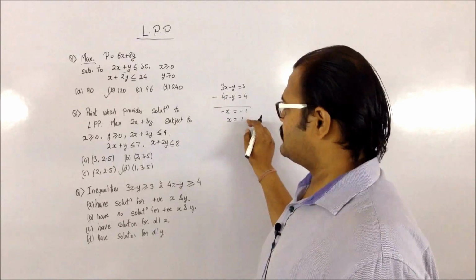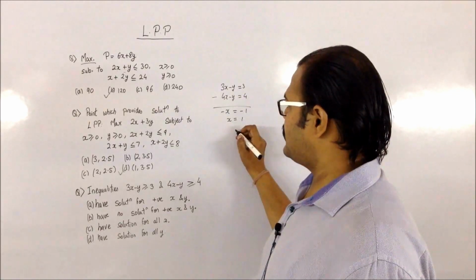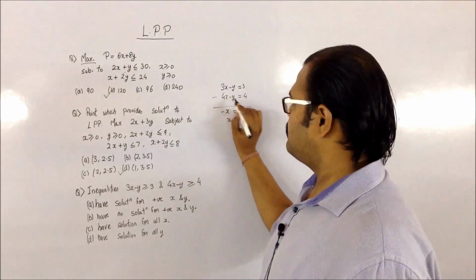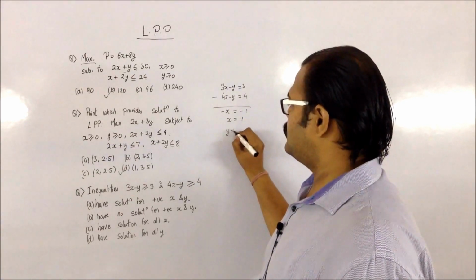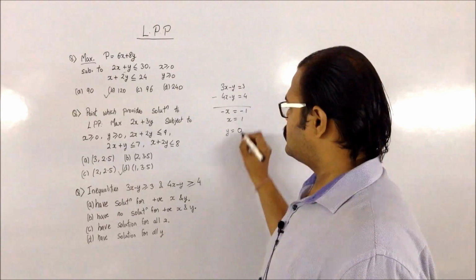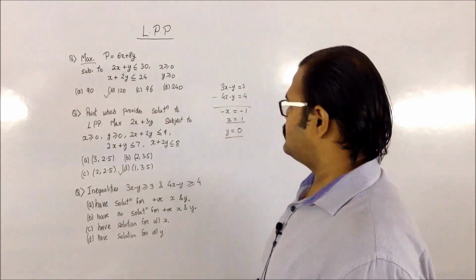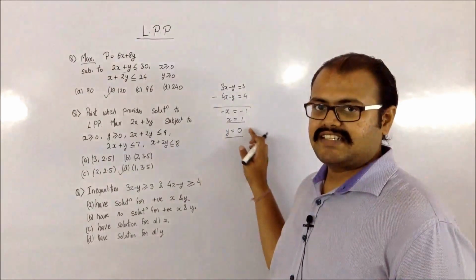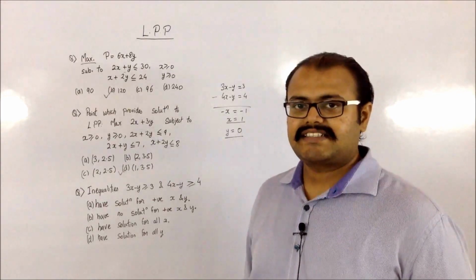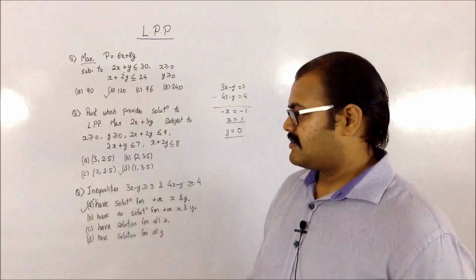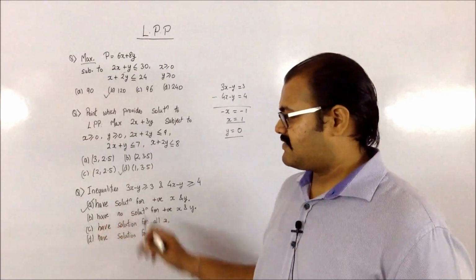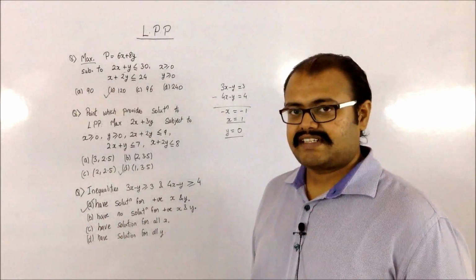If I substitute the x value in this, I'll be getting 4 minus y equals 4. So my y equals 0. So my x is 1 and y is 0. So I'm getting the point of intersection as 1 comma 0. That means my x and y are basically non-negative values. So A should be the option, that is, they have a solution which is positive for x and y.